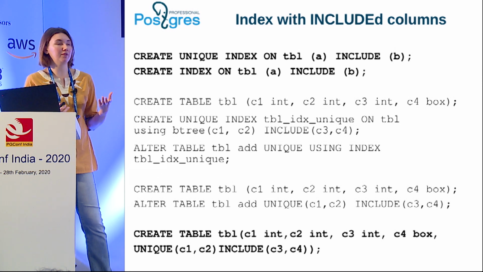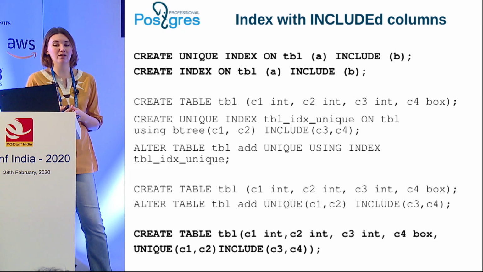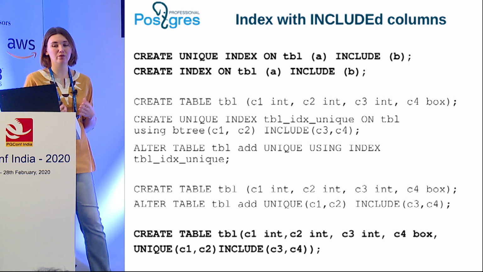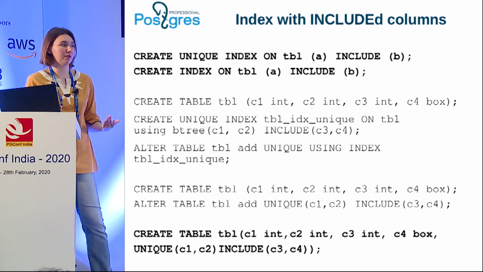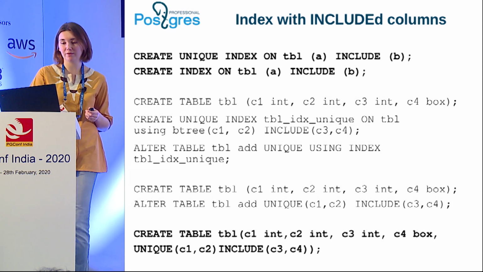It's also possible to create a constraint with an included column index. You can see it at the bottom of the slide. So you don't have to create an index and then alter the table to use this index. You can simply write it in the table definition, so it will use this index with included columns. Also, you can use the same syntax with a primary key constraint.